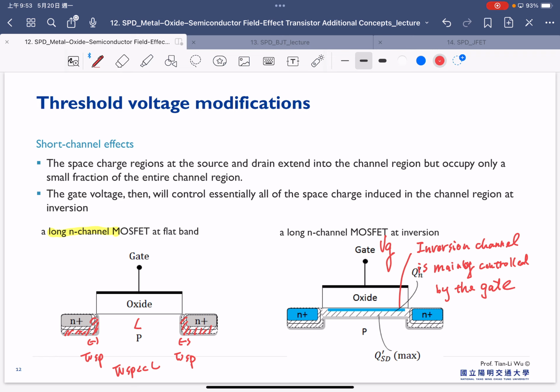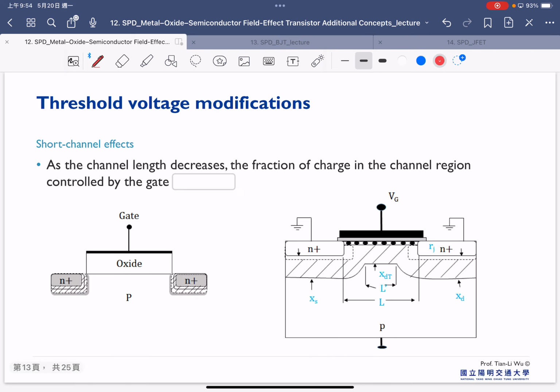But now you can expect that once we continue to scale the channel length, there's a moment when the width of the space charge region in the source and drain will be almost comparable to our channel length, sometimes even larger. It almost occupies our whole channel. So this is the one that we have to worry about. As the channel length decreases, the fraction of the charge in the channel region controlled by the gate decreases.